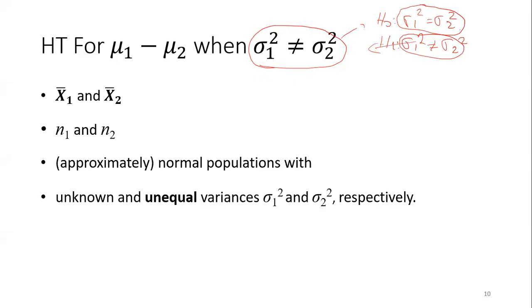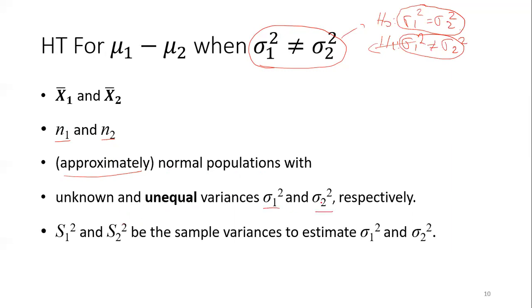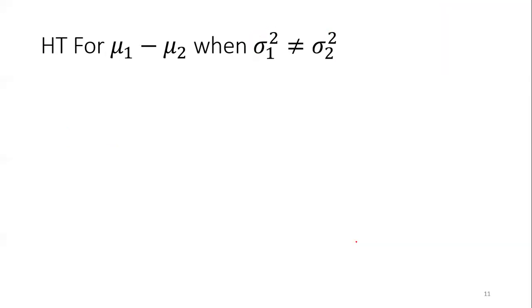Well, x1 bar and x2 bar, let's assume they are from samples of sizes n1 and n2, and they are from approximately normal populations with unknown and unequal variances sigma 1 square and sigma 2 square. And also let S1 square and S2 square be their sample variances to estimate the population variances sigma 1 square and sigma 2 square.